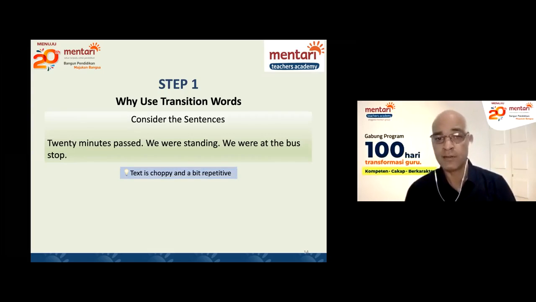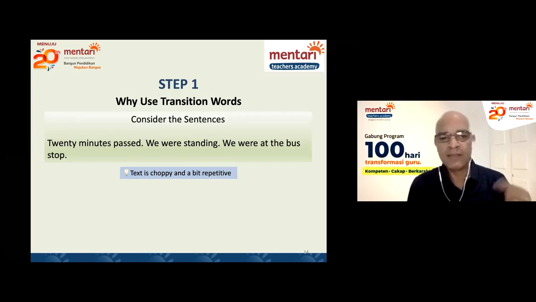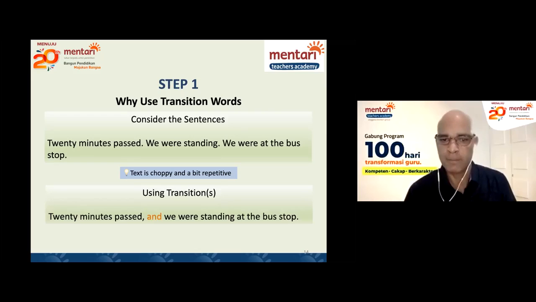What we see here is that the text is a little choppy, like chop, chop, chop. Cut, cut, cut. 20 minutes passed. Cut. We were standing. Cut. We were at the bus stop. Cut. And because we're cutting too much, we're stopping too much, this generates some repetition: we were, we were. By using a transition word, I can eliminate this repetition and make the text less choppy.